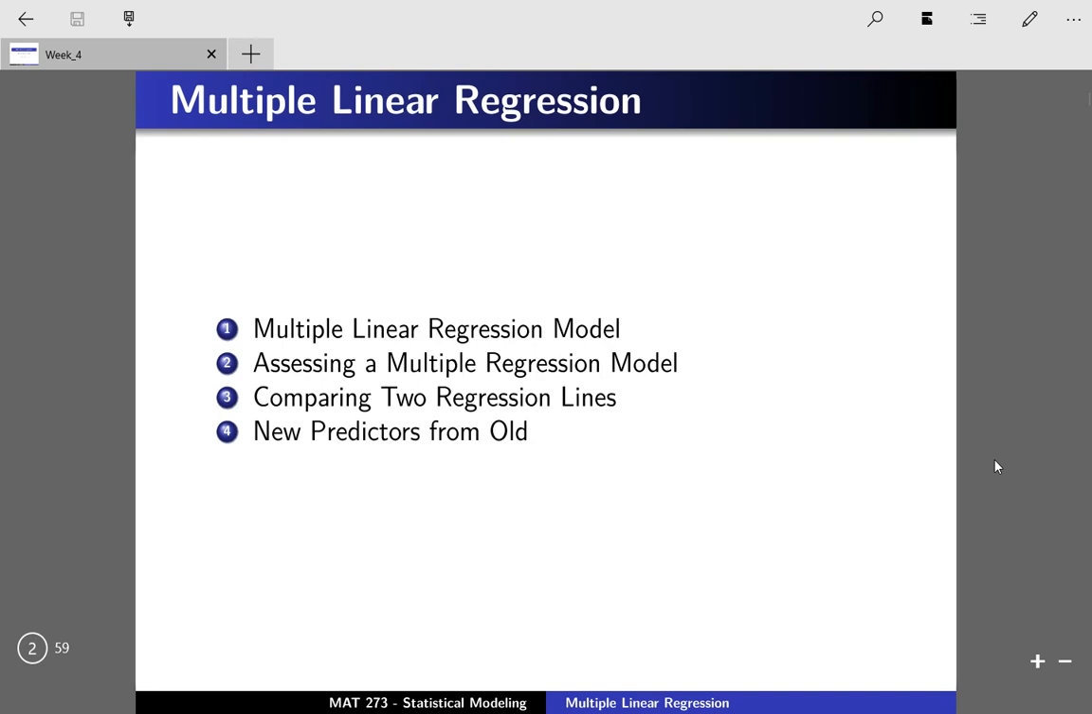So in week 4, which will be split up into 2 videos, as per usual, we're going to talk about the multiple linear regression model itself, how to assess assumptions for this model and see if it's appropriate for a given setting, how to compare 2 different regression lines, and then also how to construct or build new predictors from old ones, which sometimes is called feature engineering, depending on the field, or data transformations.